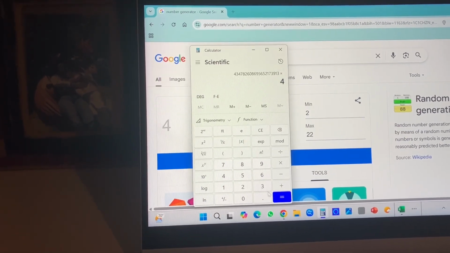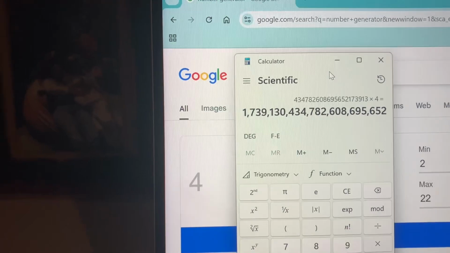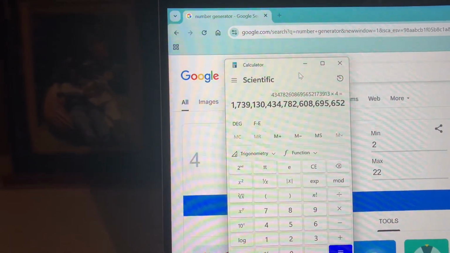So here I go. 1 sextillion, 739 quintillion, 130 quadrillion. I was about to say trillion, sorry. All right, I'll start this again. 1 sextillion, 739 quintillion, 130 quadrillion, 434 trillion, 782 billion, 608 million, 695,652. Let's see how that comes out. Times 4. Oh my. Good heavens. I just don't know what to say.